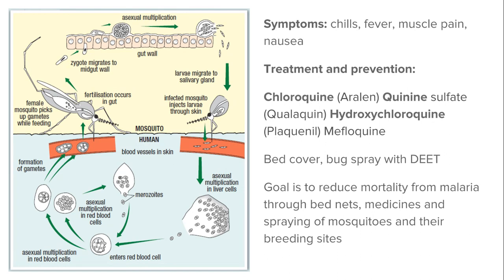In terms of treatment and prevention, there are a few medications that are quite common, and then we can have some preventative mechanisms. So quinine is one of the most common, but in terms of prevention, we're trying to prevent the mosquito from biting people. So we're making sure that people have bed covers and use a bug spray with DEET. And the World Health Organization has a goal, which is to reduce mortality from malaria through providing people with bed nets, medicines, and the spraying of mosquitoes and their breeding sites.